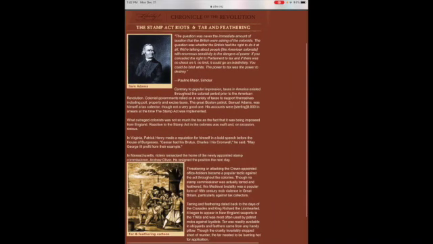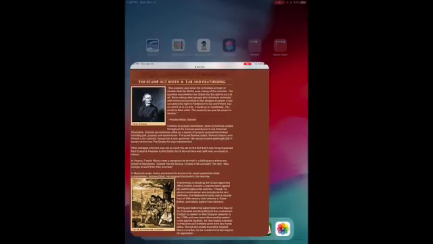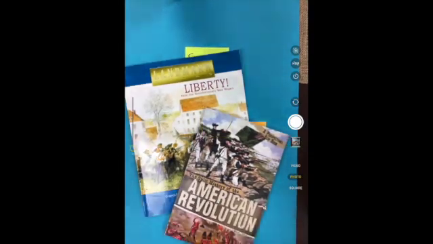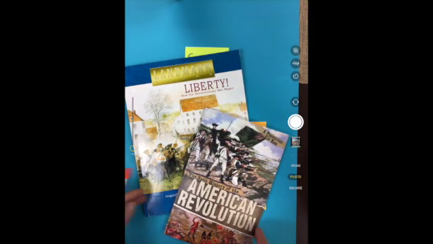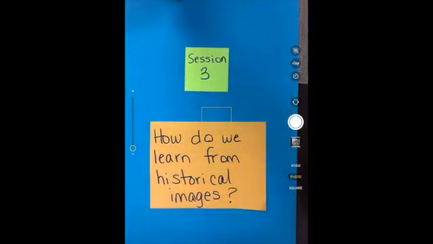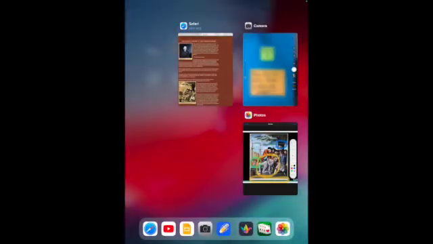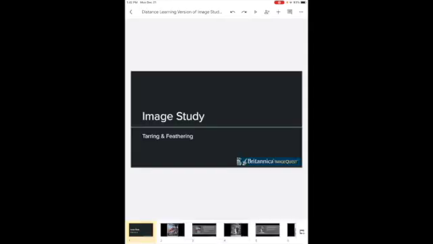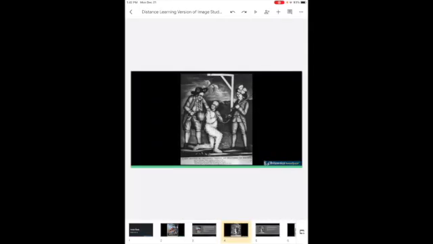The resources we used today were not only this article, we were able to find information from these two texts in here as well. What I'd like for you to do on your own is continue looking at this slideshow and take a look at the images that are depicted and determine what you think is happening. You'll notice a lot of similarities, but being that there are different images, maybe there are different clues, different details that help support your understanding of tarring and feathering.